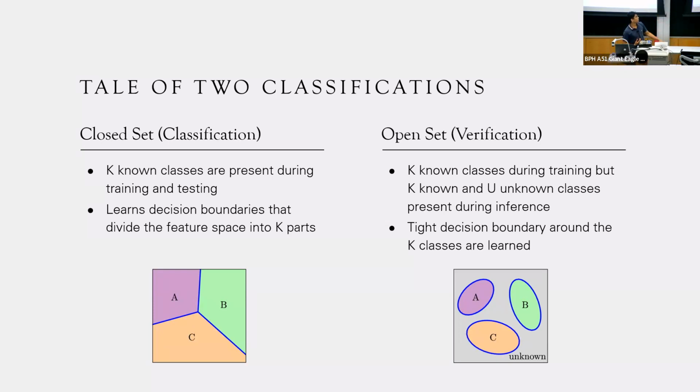If we see how the model behaves, in closed set, the model projects the input image to a feature space, and the model tries to draw a decision boundary on this feature space. But in open set, we have tight decision boundaries, and it's not necessary that it divides the whole feature space. Some space is reserved for unknown data as well. And this becomes more of a metric learning problem.